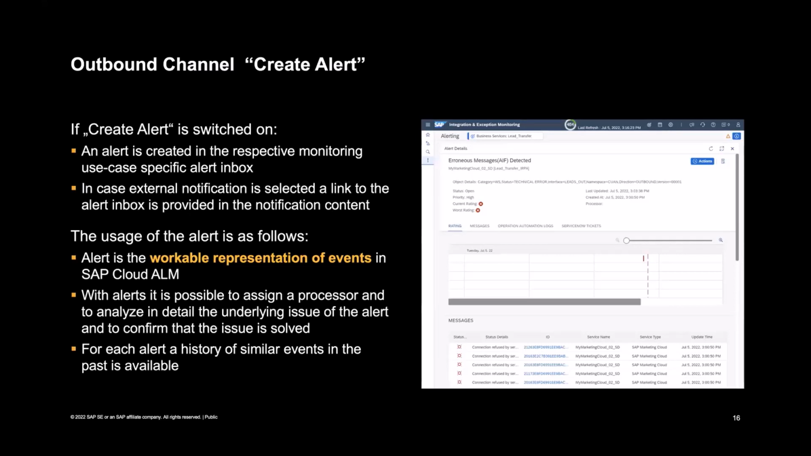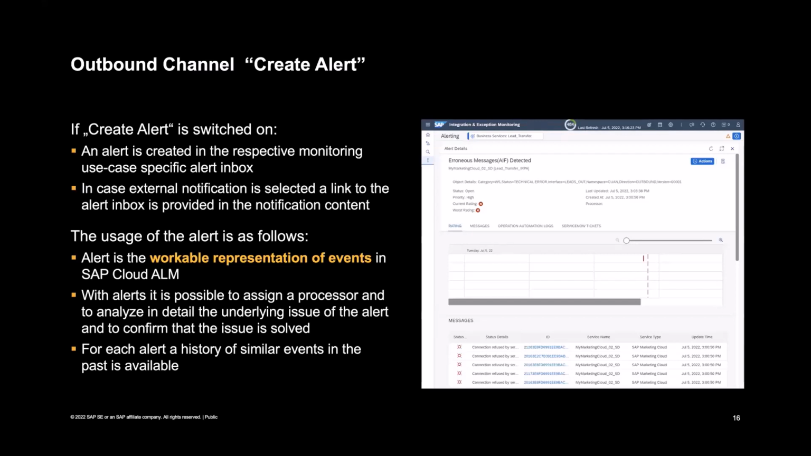With Cloud ALM for operations, we have decided not to have a cross-use case alert inbox. Each use case brings its own alert inbox. So you have a different view in business process monitoring, where you only see the alerts from business process monitoring, then, for example, in integration and exception monitoring, where all the alerts from integration and exception monitoring are visible. But the alerts are not shared across the different applications, so they are always application specific and use case specific.